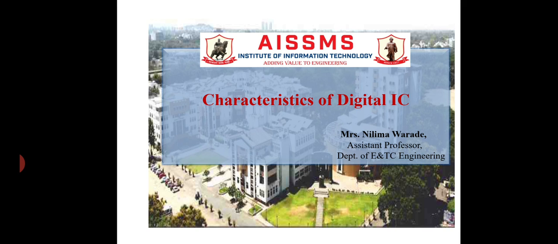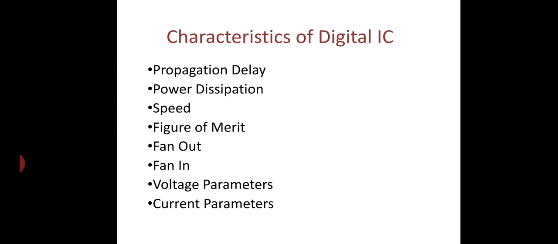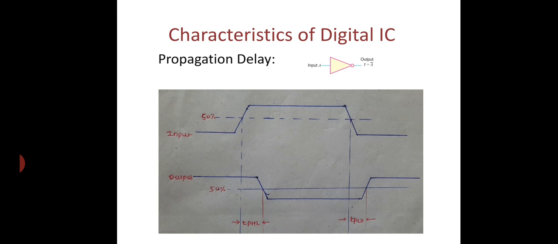There are the following characteristics of digital ICs: propagation delay, power dissipation, speed, figure of merit, fan out, fan in, voltage parameters and current parameters. Let's start with the first characteristic, propagation delay, in this video. Propagation delay of a gate is the average transition time that a signal takes to propagate from input to output.